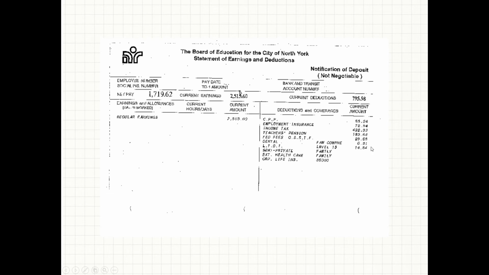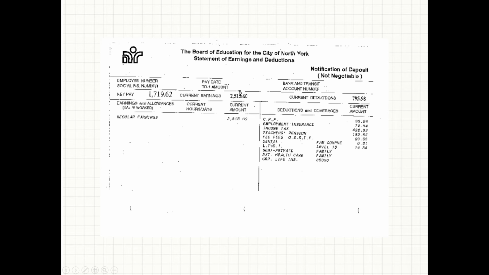So the deductions are listed here. What you see, the first one is CPP, and that's $65 and change. Then we have employment insurance, $72, income tax, $422, and in this case, because it's a teacher, they contribute to their retirement pension plan, so that money is deducted, $183 automatically off their paycheck. And then when they retire, they'll start getting this money back from the pension plan. So it's not a tax, it's more of a withdrawal for the future. And then we have union dues. So in this case, federation fees, $29 and change.